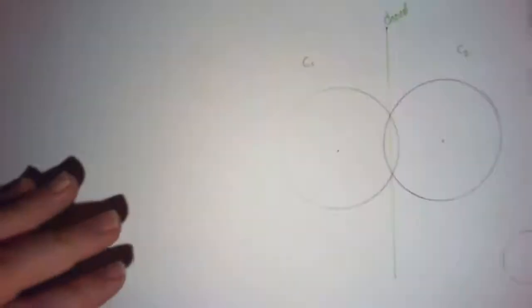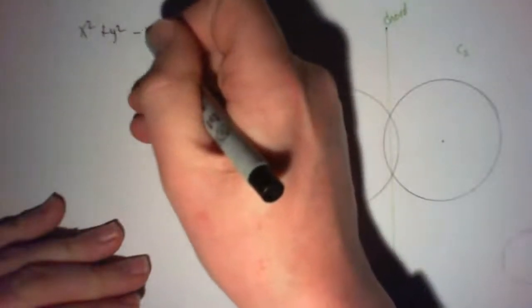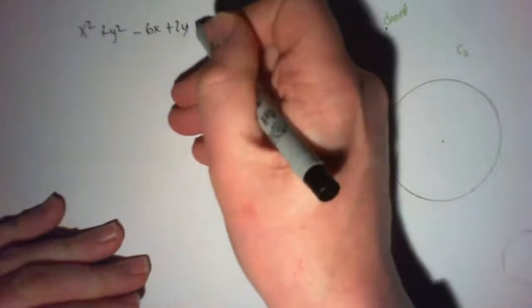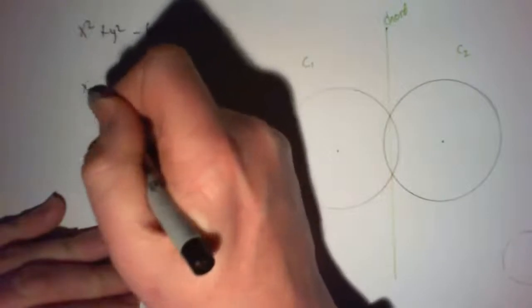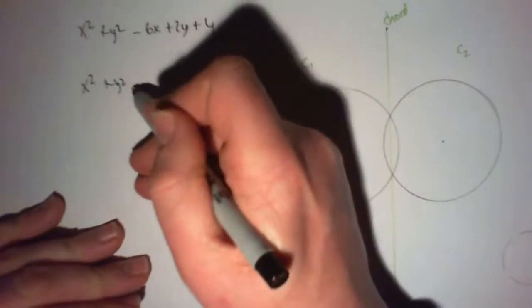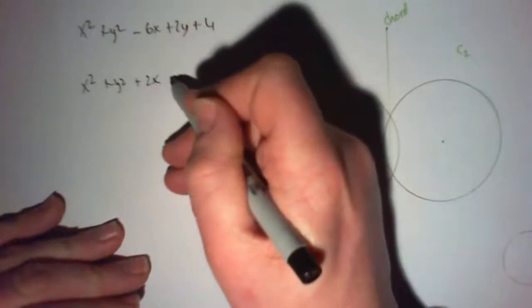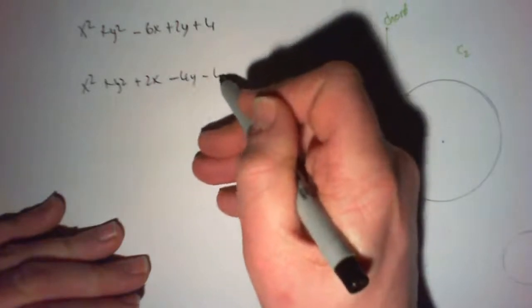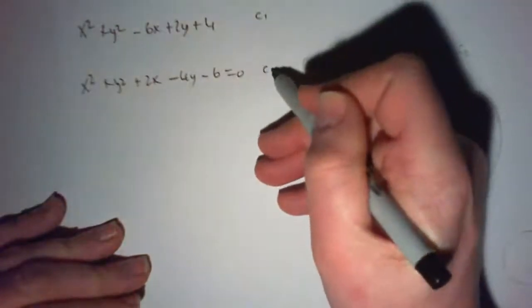So we need a bit of information to make this work. Usually they'll tell you the circles, so I'm going to tell you the circles. One of the circles is x squared plus y squared minus 6x plus 2y plus 4 equal to 0. And the other circle is x squared plus y squared plus 2x minus 4y minus 6 equal to 0. Let's call those circle 1 and circle 2.